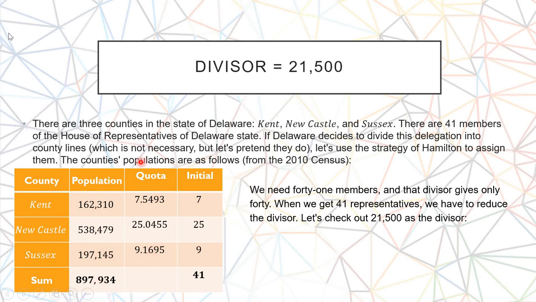Then we have this one. So we have the following quota. The same process is still what he did. He still dropped all the decimal places after the whole number. So we now have 7, 25, 9, and 41. In this case, the answer is the same. Newcastle still got the additional one representative.